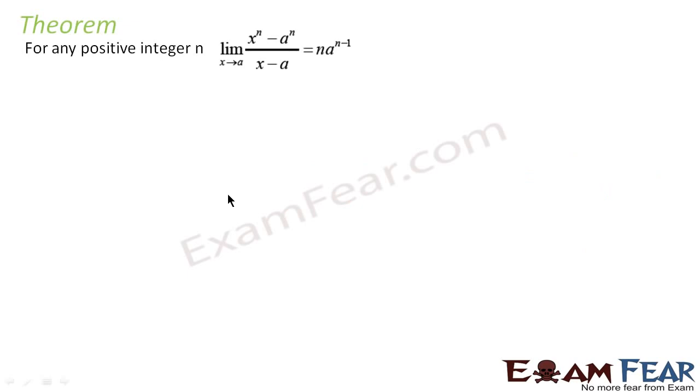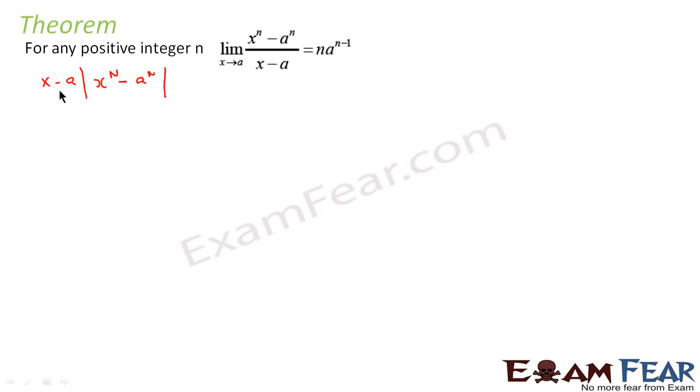So we have to prove that for any positive integer n, the limit of (x to the power n minus a to the power n) by (x minus a) as x tends to a is n a to the power n minus 1. Let's first find the value of (x to the power n minus a to the power n) by (x minus a). Let's divide this. So we'll write like this. This is x minus a. This divides x to the power n minus a to the power n.